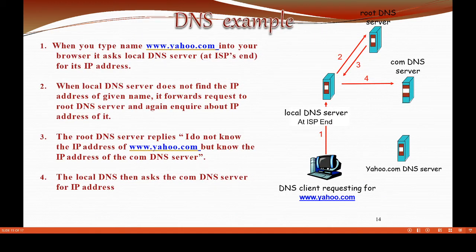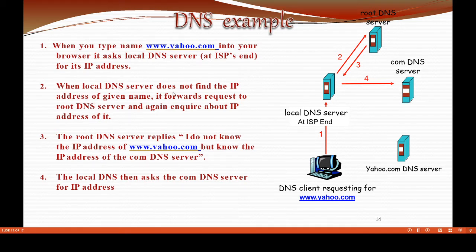So, a DNS example. This is a typical example. When you type a name www.yahoo.com into your browser, it asks the local DNS server first, not directly the main server. It asks the local server at the ISP, Internet Service Provider end, for its IP address. So first, a client requests the local DNS server using the Internet Service Provider end.